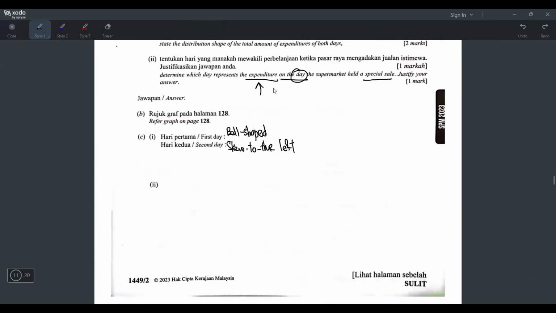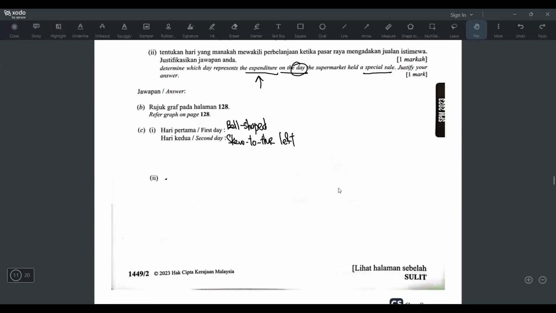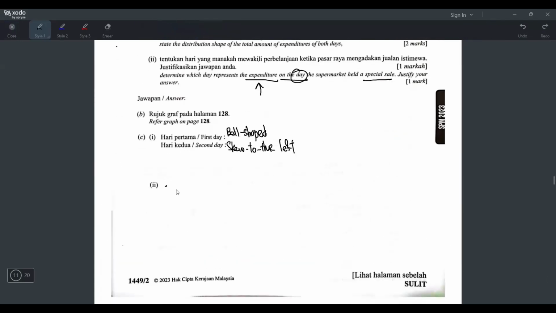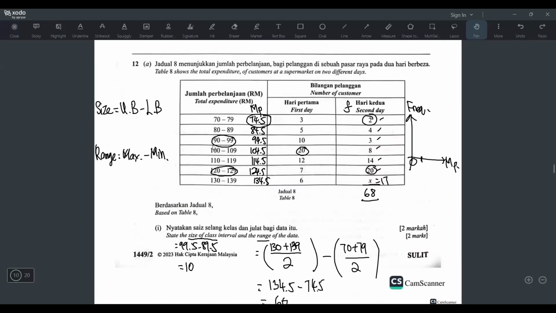So I'll just write here, second day. Which day? Okay, how they write here? Second day. Okay lah, write second day lah. Okay. So just write second day, hari kedua. Okay, justify your answer. So why second day? Because more customer spend, more customer spend higher has a higher expenditure.